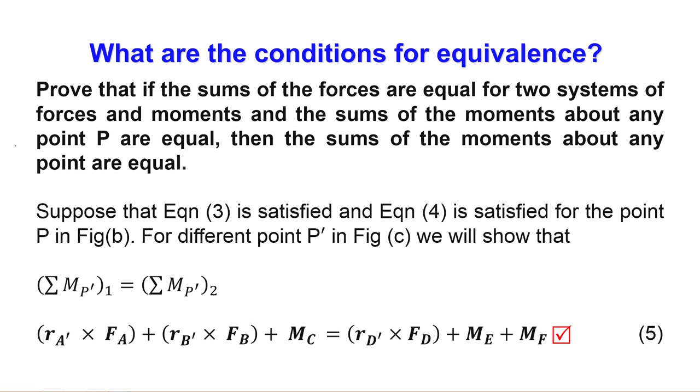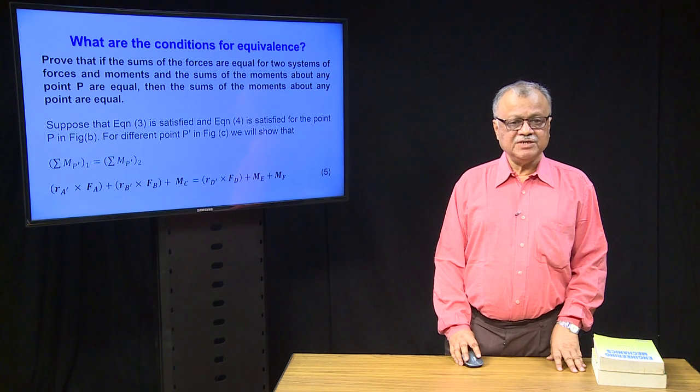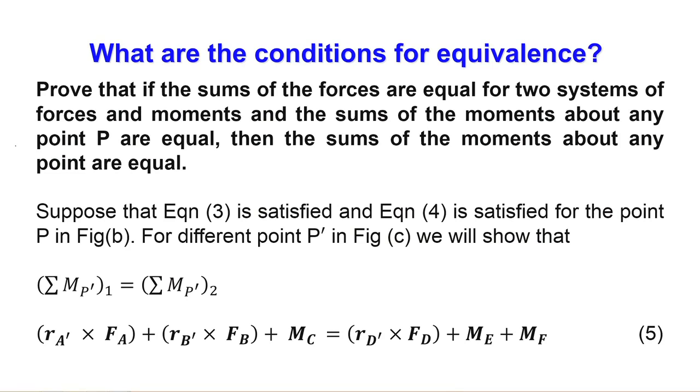We take the moments of these two forces about the point P dashed, and Mc is already there. Rd dashed is the moment arm from the new point P dashed to Fd. So, the moment due to Fd we can find out, and also Me and Mf. Let us start with this expression, then we will show that these two expressions are the same, that means left side equals right side.